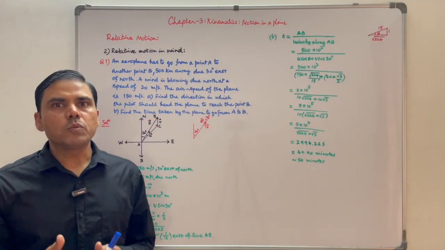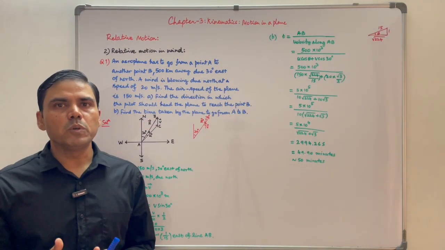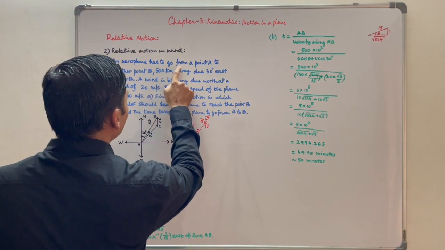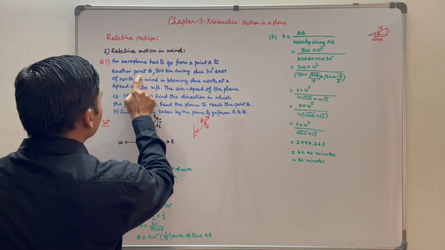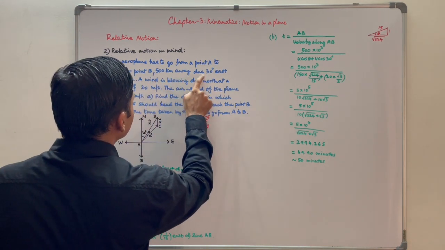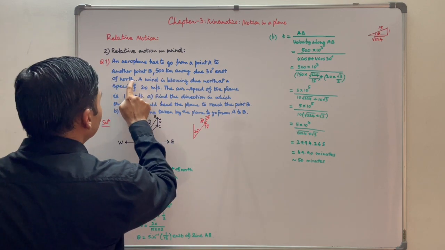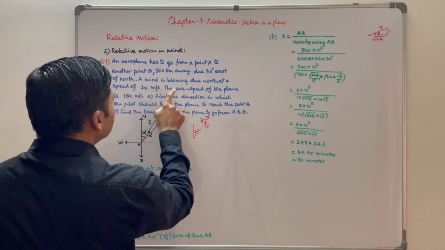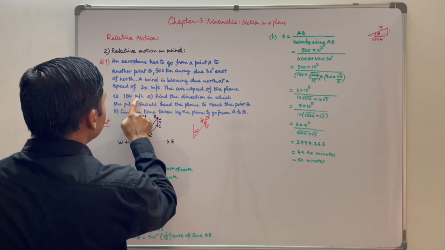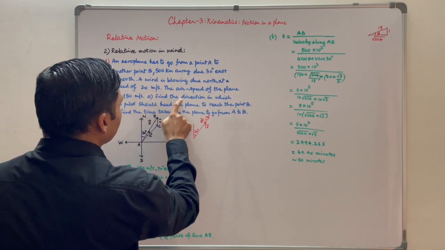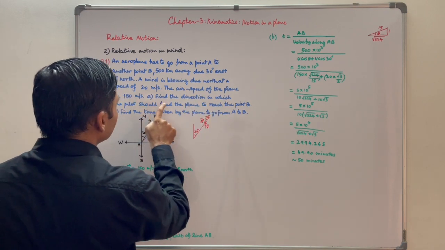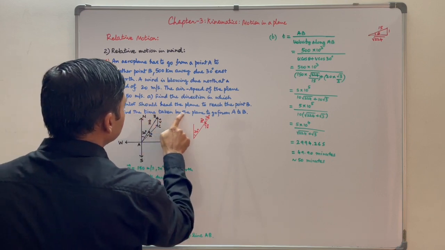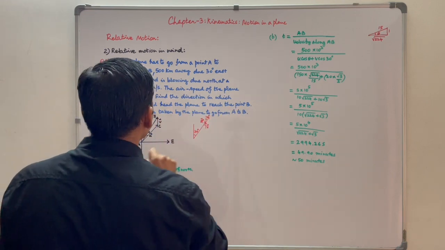Now let us see these two questions to understand relative motion in wind. First question, an aeroplane has to go from a point A to another point B 500 km away due 30 degree east of north. A wind is blowing due north at a speed of 20 meter per second. The air speed of the plane is 150 meter per second. Part A, find the direction in which the pilot should head the plane to reach the point B. And part B, find the time taken by the plane to go from A to B.